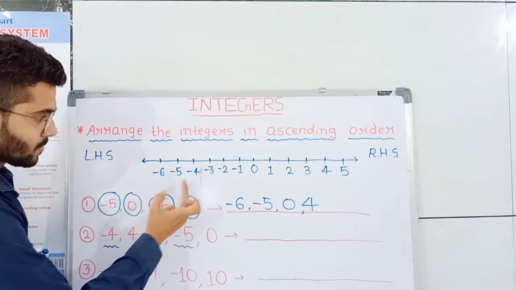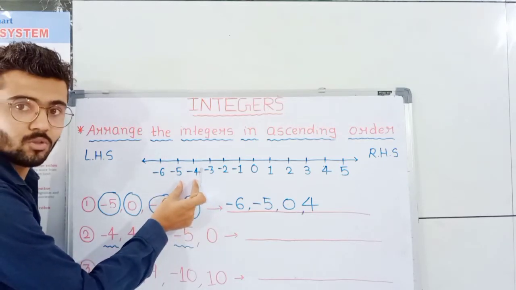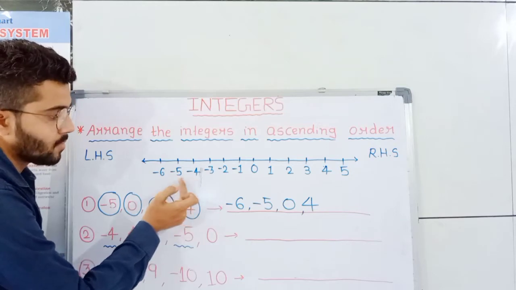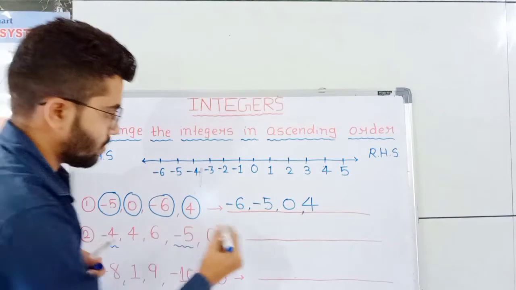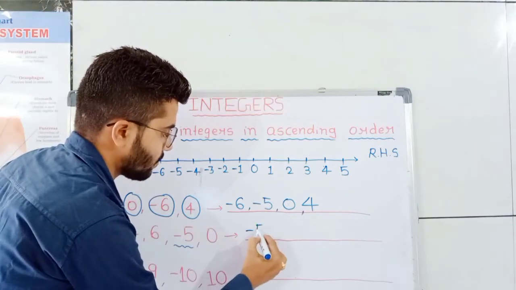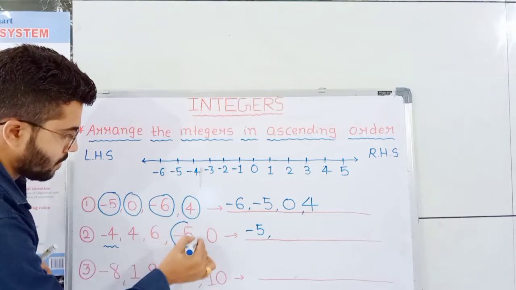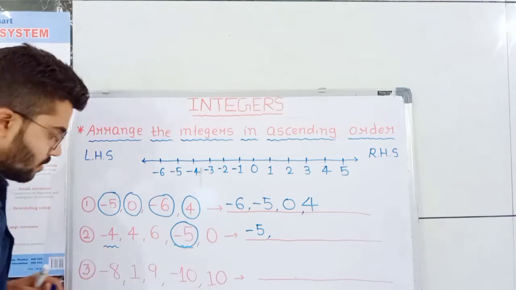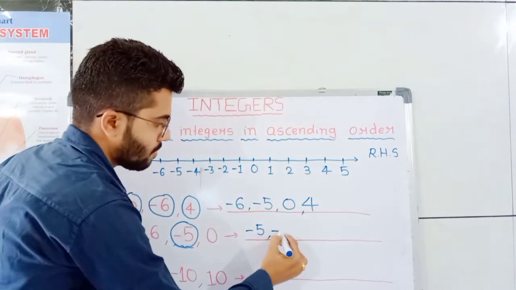लेट अस सी ऑन द नंबर लाइन. सो दिस इज -4 एंड दिस इज -5. इन दोनों में से लेफ्ट साइड कौन सा है? -5. तो -5 इज द स्मॉलेस्ट नंबर. सो -5 हो गया. नाउ नेक्स्ट माइनस में कौन है? -4. सो नेक्स्ट विल बी -4.